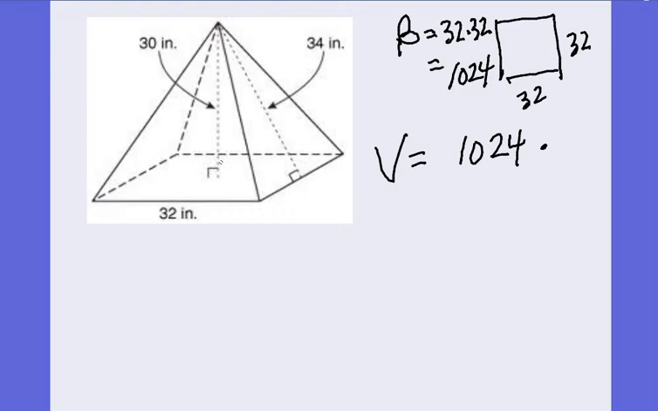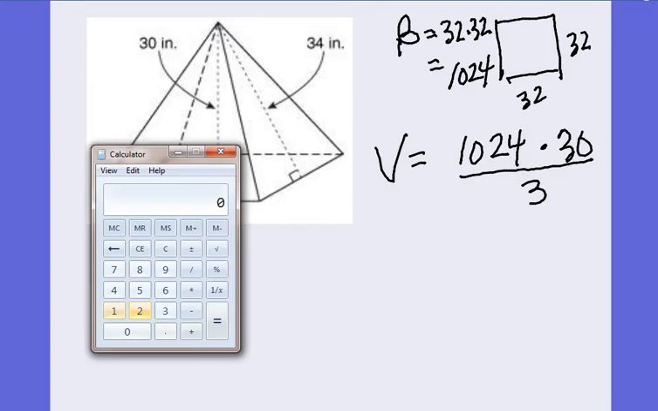Now, height of the pyramid is the 30 inches down the middle. 34 is not a measurement I want to use. That's called slant height, and that's something different entirely. So I'm going to use the 30-inch height, and then I'll divide by 3 to make it a pyramid volume.